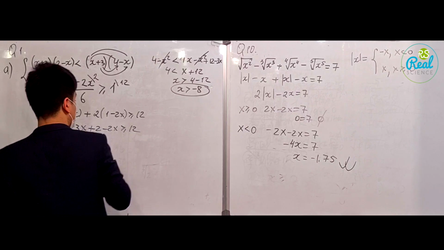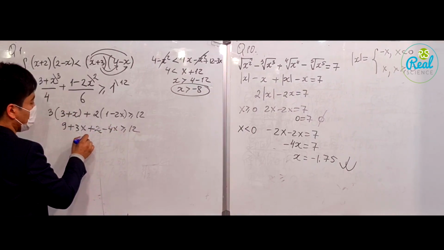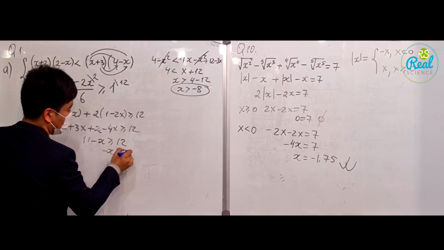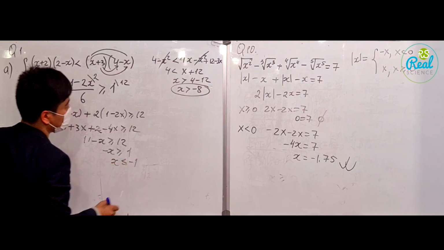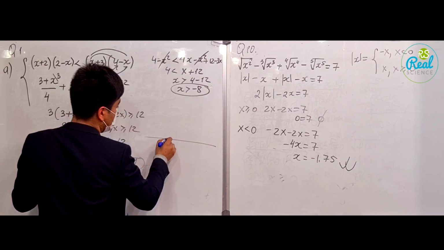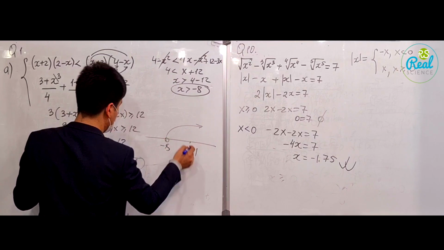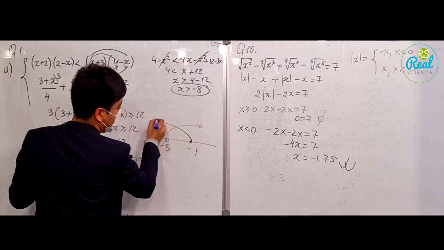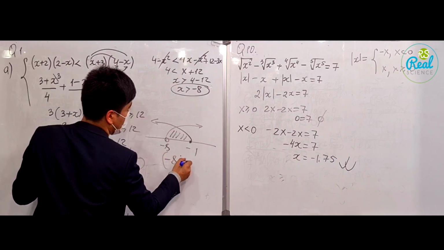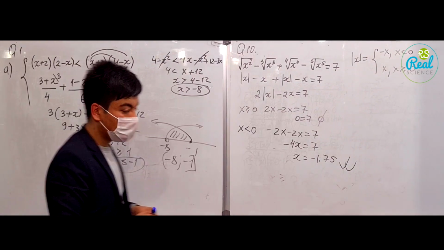It's 4 minus 4x. No. 2x minus 4x. And 11 minus x less than 12, x less than minus 1. Yeah? And we'll find the common response. Minus 8 and minus 1. Greater than this one? Less than this one. So, this is the answer.